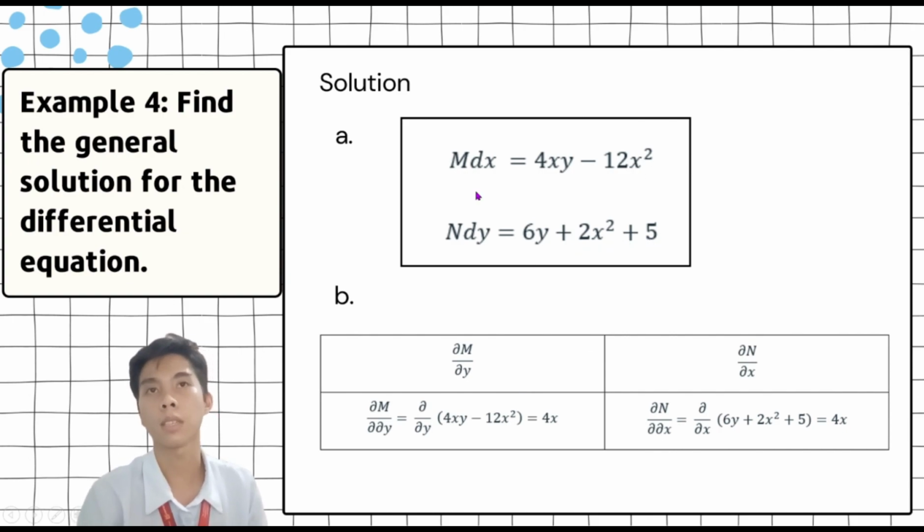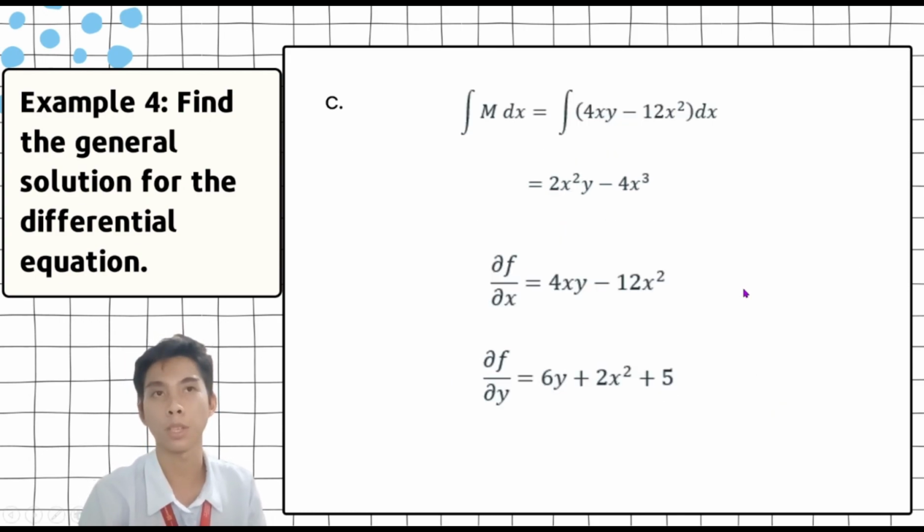Next step is to find the partial derivative of M in terms of y and N in terms of x. The partial derivative of M in terms of y is equal to 4x, and the partial derivative of N in terms of x is equal to 4x also. Therefore, this differential equation is an exact equation. Therefore, we can use the general solution for our exact equation.